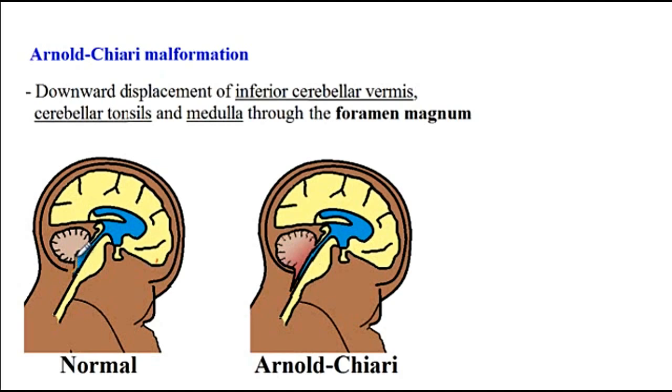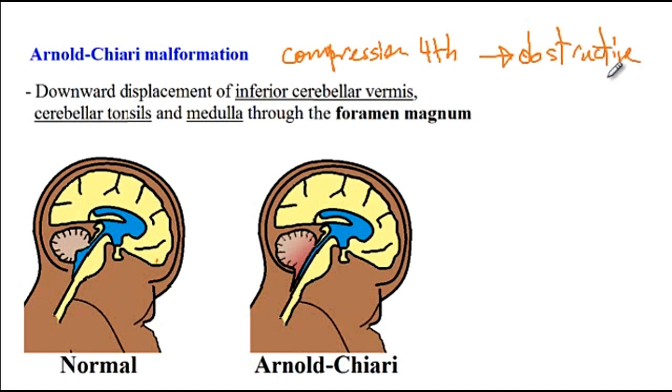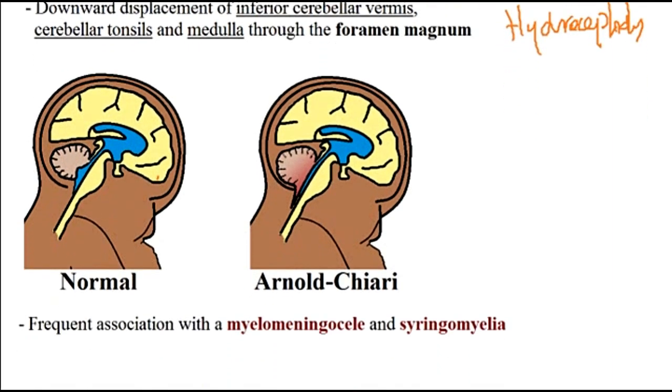So you can see how the fourth ventricle is normal in this image, while in the image on the right the fourth ventricle has been compressed. So therefore one of the features of Arnold-Chiari syndrome is compression of the fourth ventricle, as a consequence of which it will cause obstructive hydrocephalus. And then it has been shown that these patients are frequently associated with having Meningomyelocele as well as Syringomyelia.